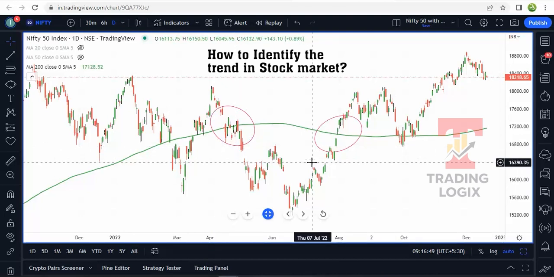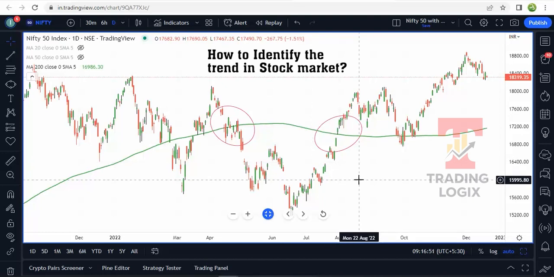So this is the simplest way I use to identify the trends of the market. If I am a short-term trader, I use the 20 period moving average to identify the trend of the market. If I am a medium-term trend player, then I try to identify the medium-term trend of the market by using the 50 period moving average. And if I am a long-term investor or a long-term positional trader in equities, then I try to identify the trend of the market by using the 200 period moving average.